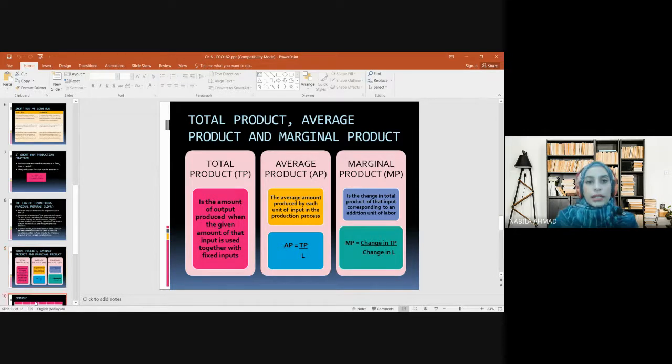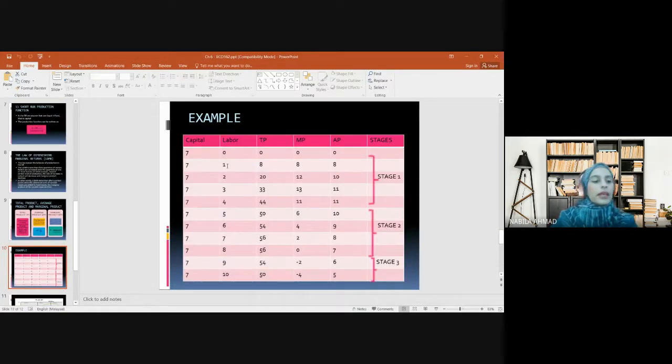So this is the example. Okay, so we have capital 7 fixed. So it is fixed. Ingat, in the short run, capital tidak berubah, labor berubah-ubah. Okay, so kita lihat total product here. Kalau labor zero lah total product, output tidak ada apa-apa yang akan dihasilkan.